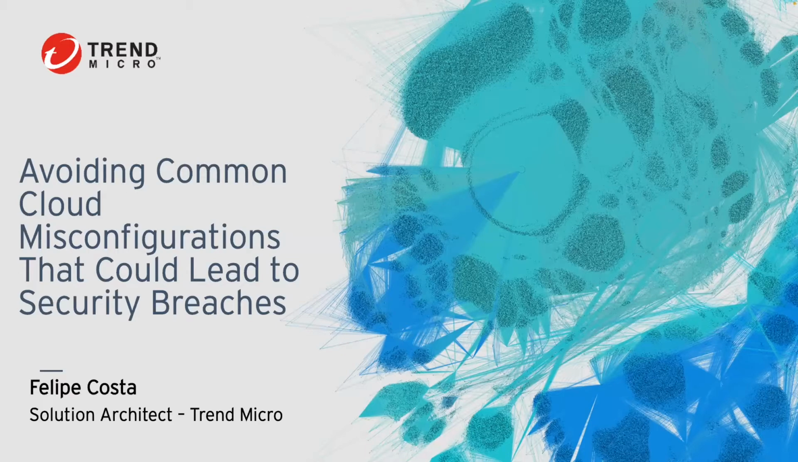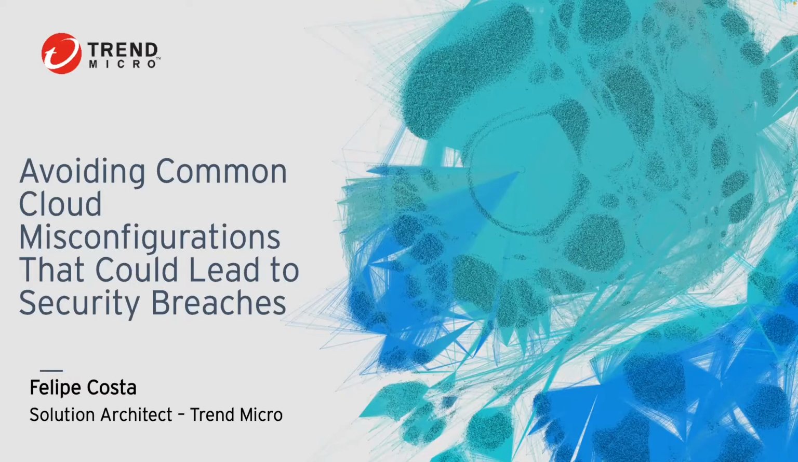My name is Felipe Costa. I'm a solutions architect at Trend Micro. My responsibility is helping customers move securely to the cloud, whether they're lift-and-shifting applications from on-premise to the cloud, modernizing their applications, or building applications from scratch directly in the cloud. I help customers deploy security controls and build a secure architecture inside their environment.